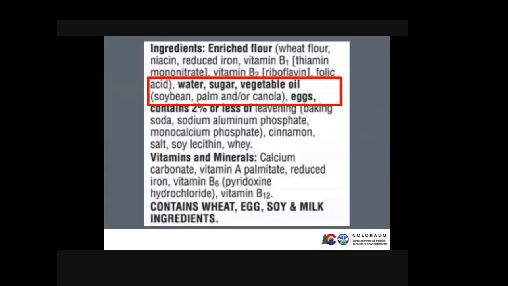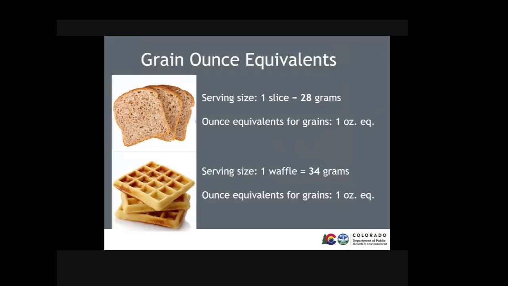Because many grain products contain other ingredients besides grains, such as milk or eggs, that contribute to the weight of the product, using ounce equivalents allows us to only credit the amount of grains toward the grain component. The bread shown at the top contains a higher amount of grain compared to the waffle shown at the bottom. This is because there are other ingredients in the waffle, such as eggs and oil, contributing to its weight, but the bread contains mostly grains. Therefore, even though the serving size for the bread is 28 grams and the serving size for the waffle is 34 grams, they both would be credited as 1 ounce equivalent of grains.